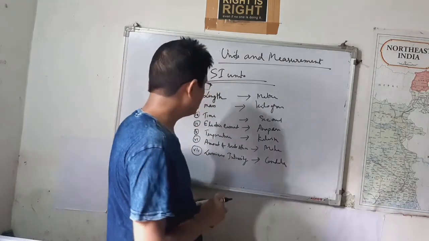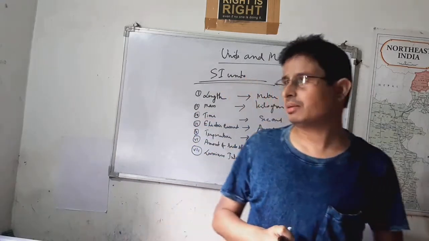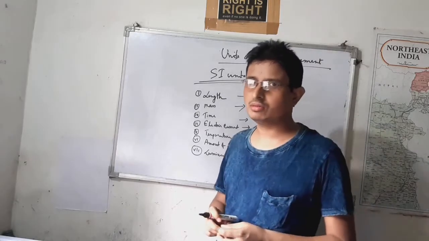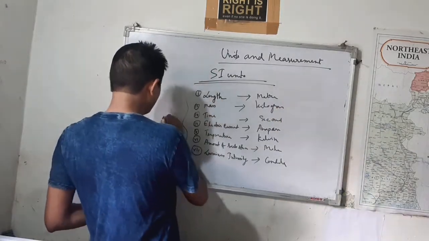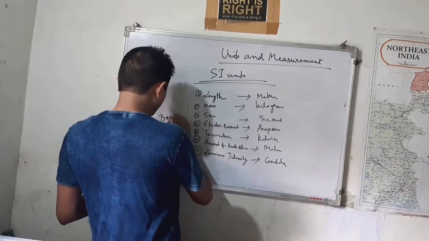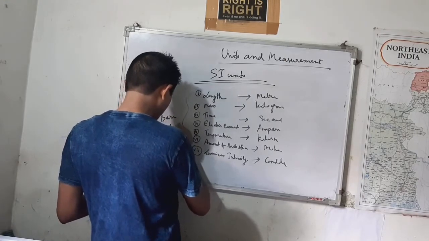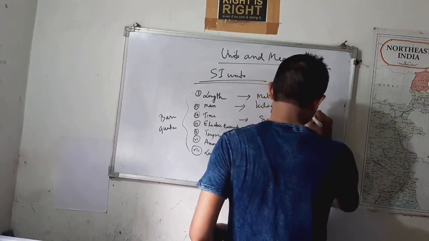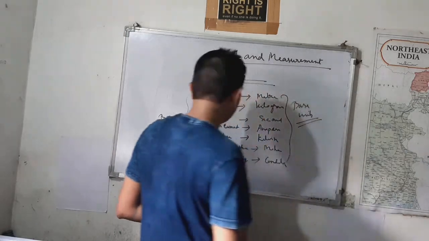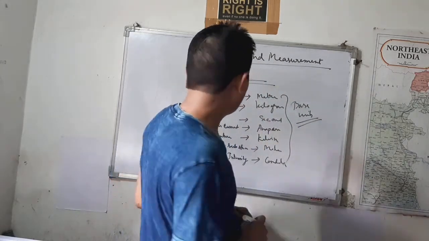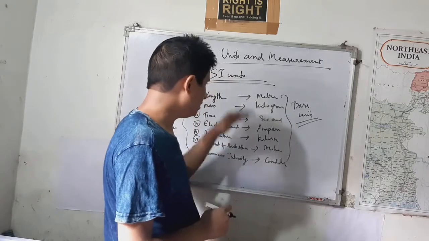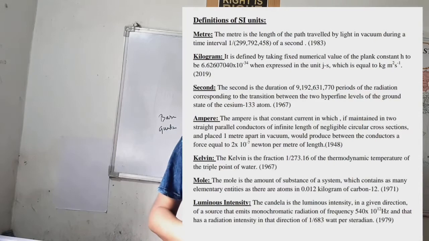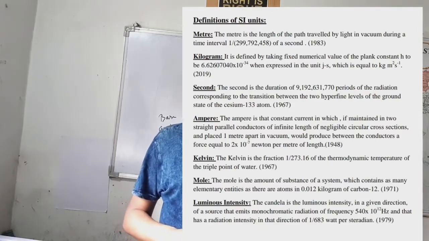So these are the 7 fundamental quantities and 7 fundamental units. These are known as base quantities or fundamental quantities, and these are known as base units. I have added the definitions of these quantities. If you want to learn the definitions, pause the video and watch it.